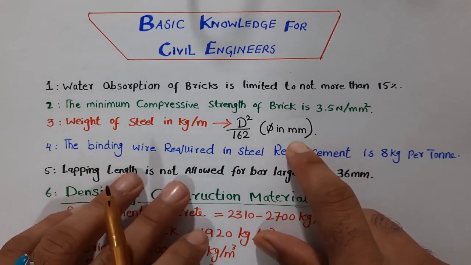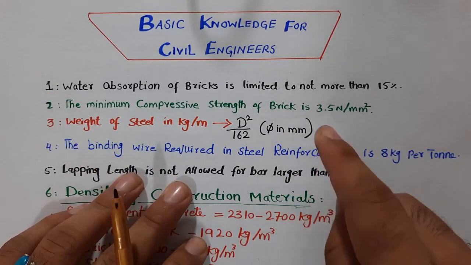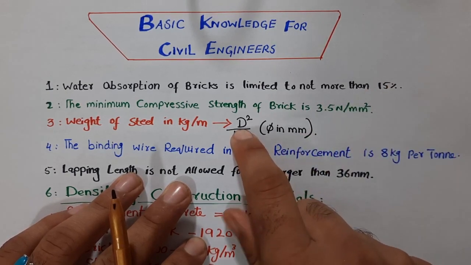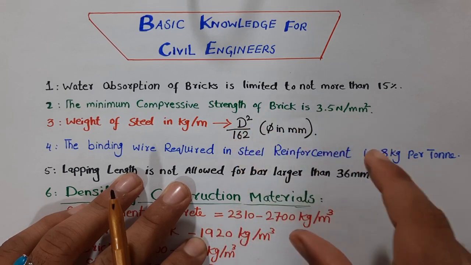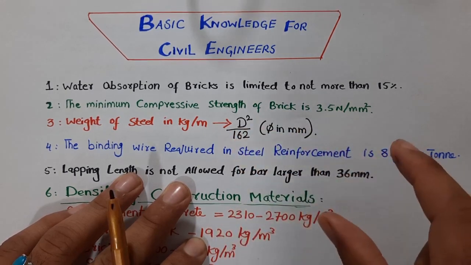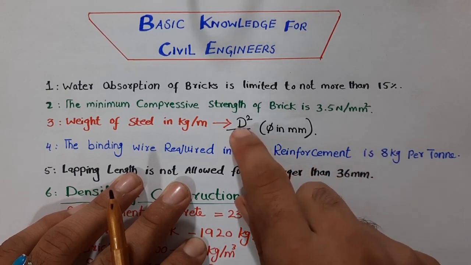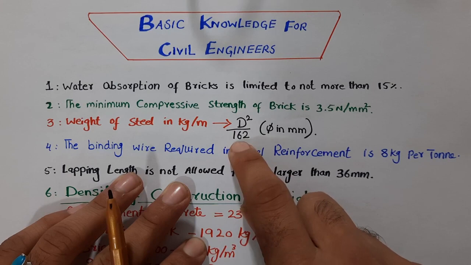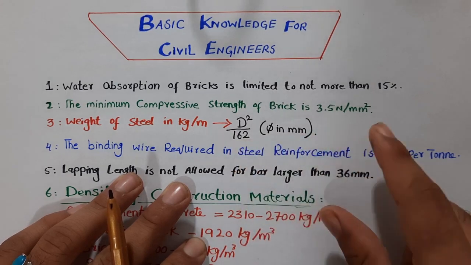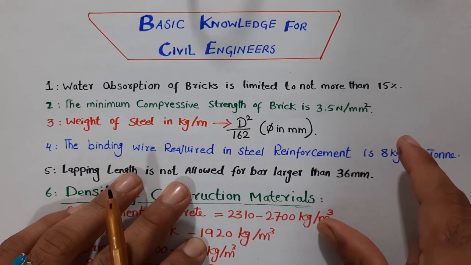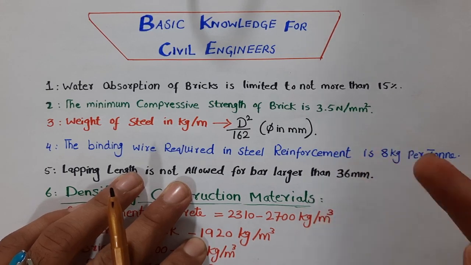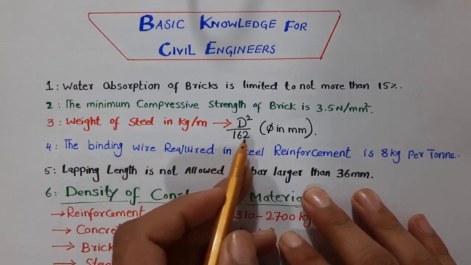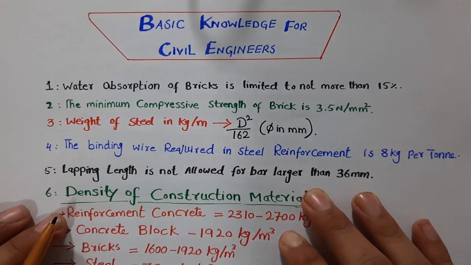So how can you calculate weight of steel in kg per meter for 1 meter steel rod? D square. For example, if you want to find the weight of steel for 12 millimeter steel rod, then 12 multiply 12, because in the formula we have D square divided by 162. Then you will get the value 0.88 kg per meter. So if you have 5 meter, or 10 meter steel rod, then you can find its weight easily with the formula of D square divided by 162.